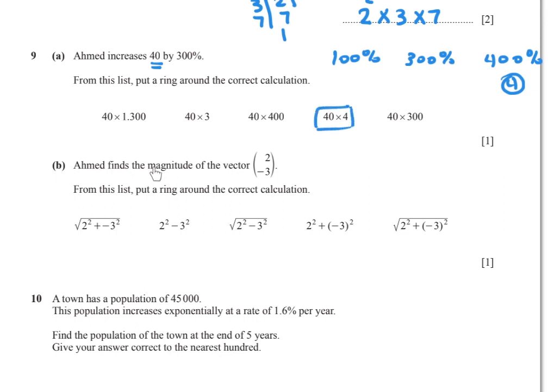B. Ahmed finds the magnitude of the vector (2, negative 3). From this list, put a ring around the correct calculation. So the correct calculation is the last one, because if you have a negative number, you have to put it in brackets. So negative 2 squared plus negative 3 all squared.